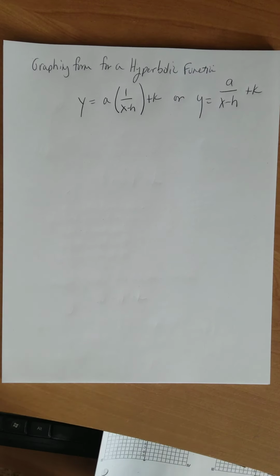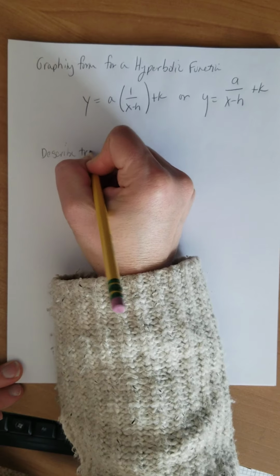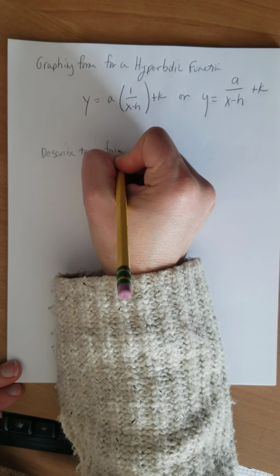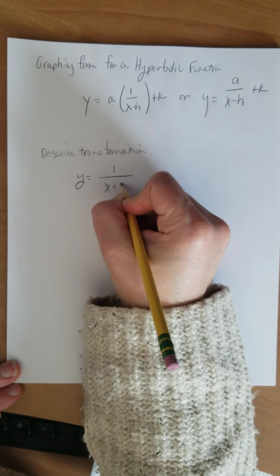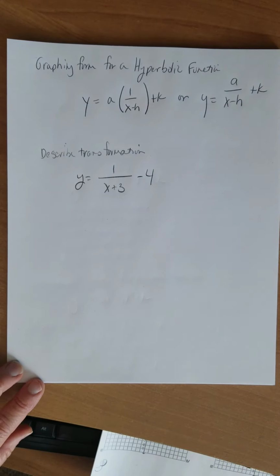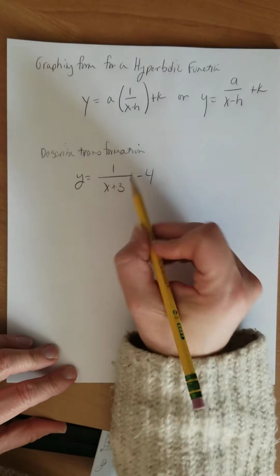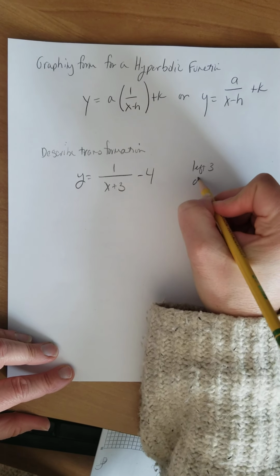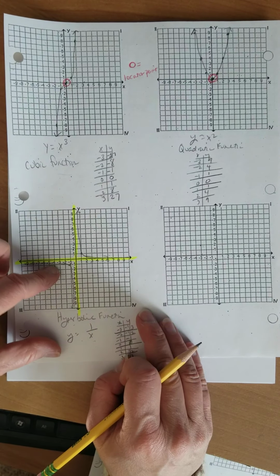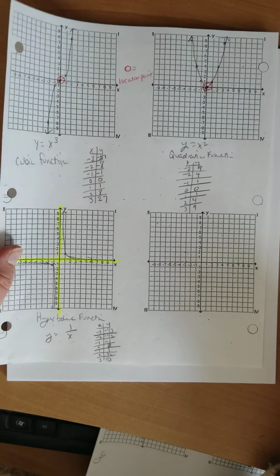Okay, so if I want to describe my transformations, if I had something like y equals 1 over x plus 3 minus 4, we would picture this thing right here. It would be shifted. This 3 is with the x, so it would move to the left 3 and then down 4. So we would take these asymptotes, move them to the left 3, down 4, and then those curves would go with it. All right, that's a hyperbolic function.